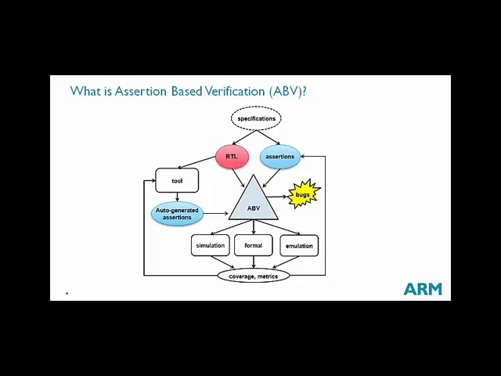There are new kinds of tools also which are able to automatically generate assertions, and these assertions are also used for ABV. This tool can get some feedback from the coverage and other metrics. I will show that this can significantly increase the ROI of ABV because it comes almost for free. We don't need any people to write these new assertions.